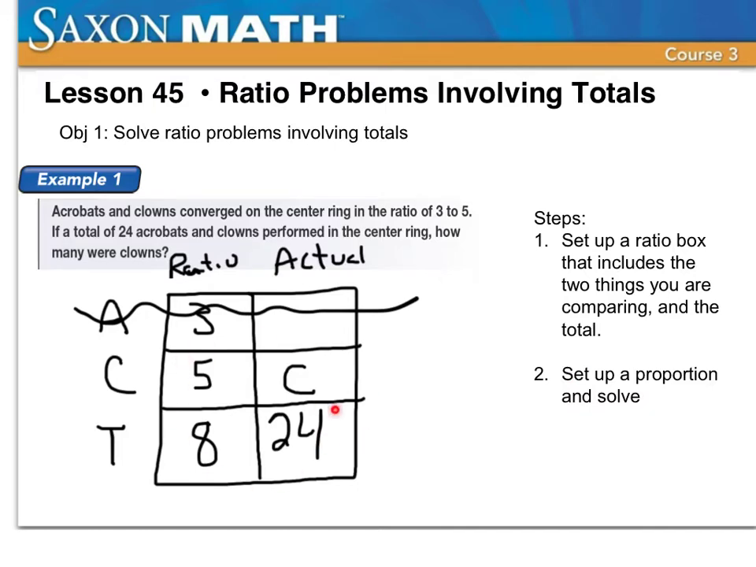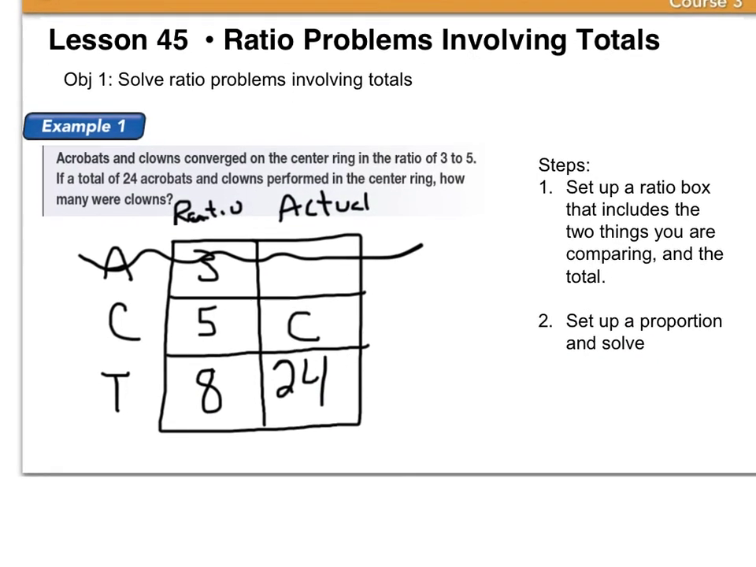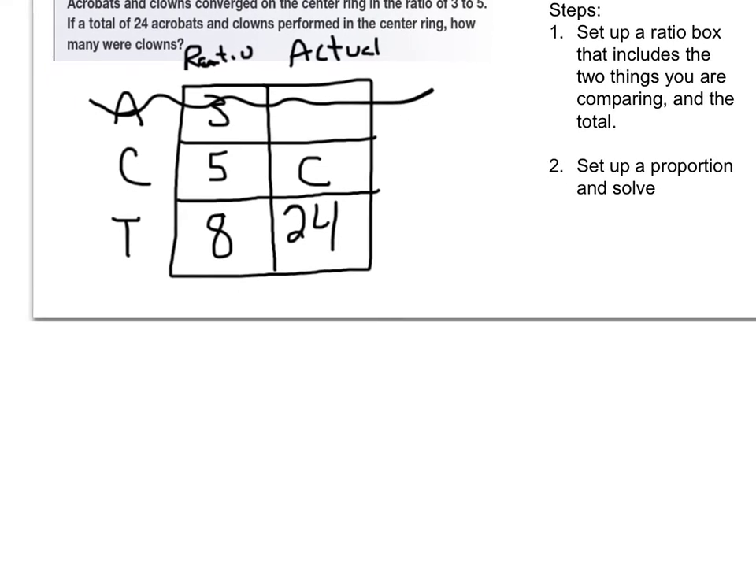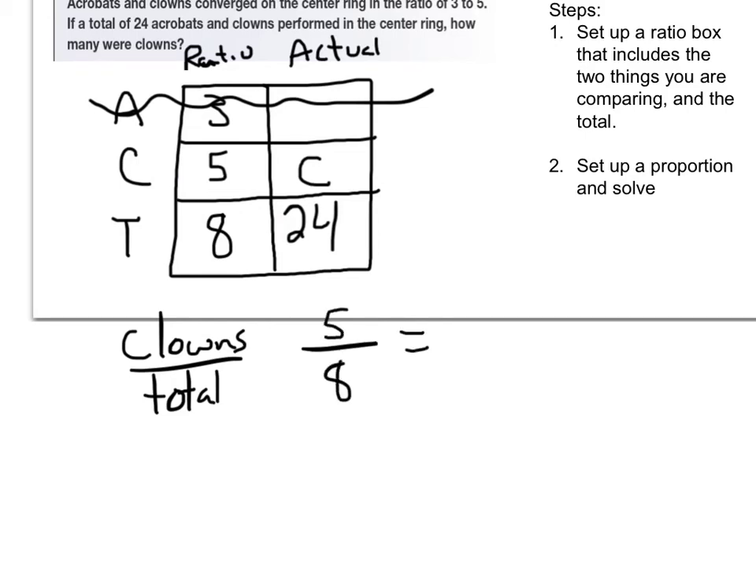So we're going to take this information and set up a proportion that we're going to solve. Okay? And how this works is I'm going to write my proportion with the stuff that is in here. So I'm going to have a proportion that compares clowns to the total people. Okay? And one side is going to come from the ratio side. So I'm going to have clowns over the total, and we're going to set that equal, because it's a proportion, to the actual count side, clowns over 24.